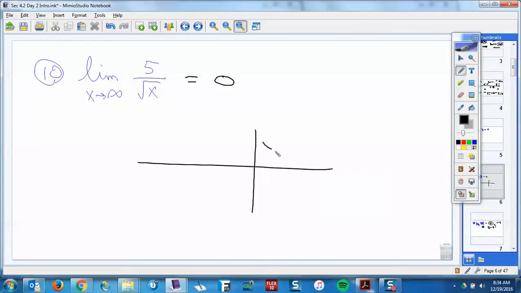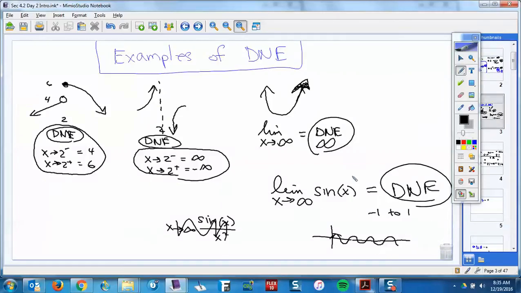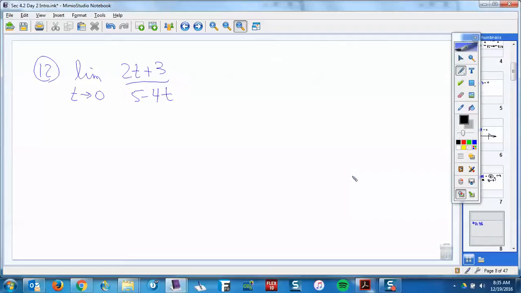This means that way out here at infinity, it's coming down and approaching 0. I don't know if it's above or below. Maybe it's down here. It's a horizontal. Make sure you understand that when you find x approaching infinity, you're finding a horizontal asymptote. Okay? Way out here. All right, so that one's approaching -1/2.